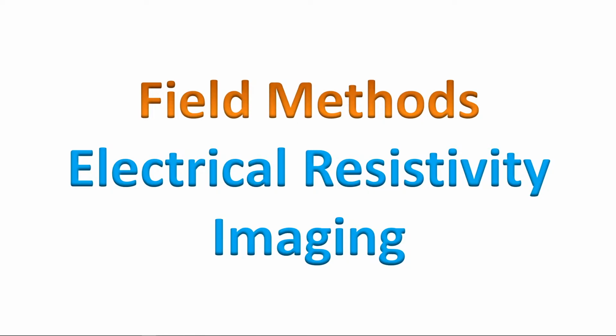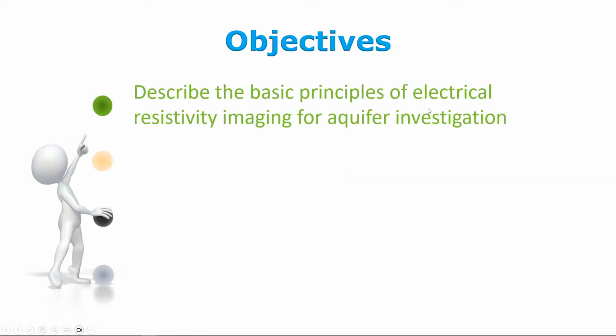But in our case, we drilled two boreholes, both of them were not dry, and in one of them we found two water bearing layers. So the success rate was almost over 100 percent. But anyway, let's get started. By the end of this lesson, you should be able to describe the basic principle of electrical resistivity imaging for aquifer investigation.